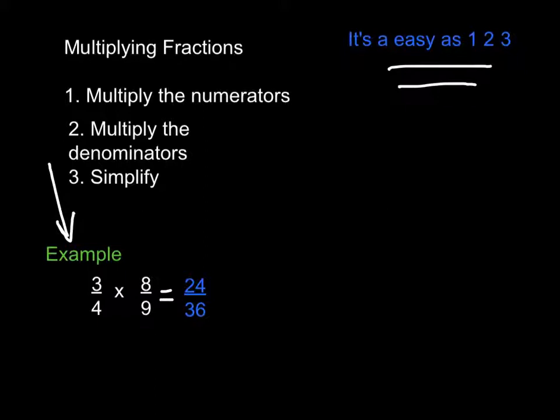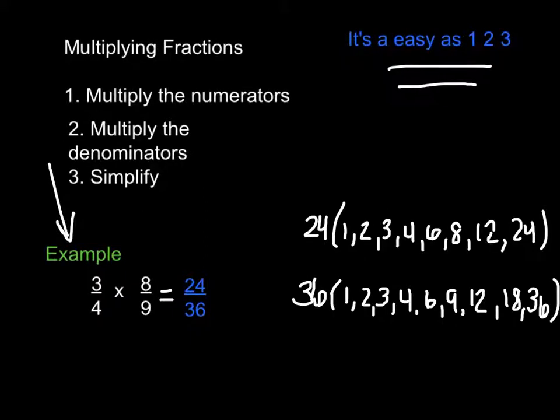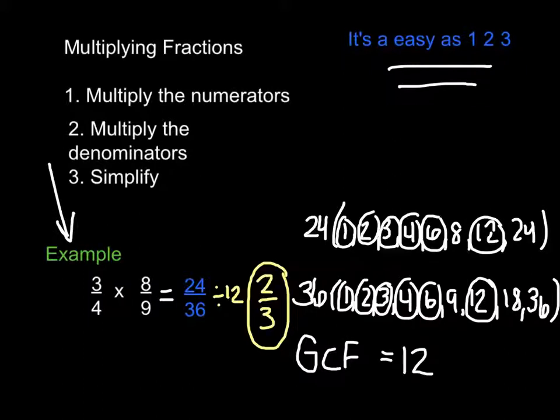As you can see, I've already multiplied the numerators. 3 times 8 is 24. And I've already multiplied the denominators. 4 times 9 is 36. And I'm hoping you're recognizing that 24/36 is not in simplest form. Can you simplify that for me now? Here, I've done a little work for you. I've found all the factors of 24 and 36, and remember, to simplify a fraction, we're going to find the greatest common factor. So why don't you pause the slideshow right now and simplify?